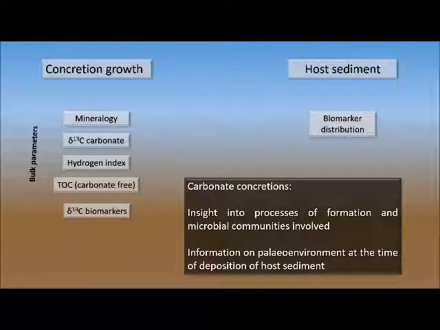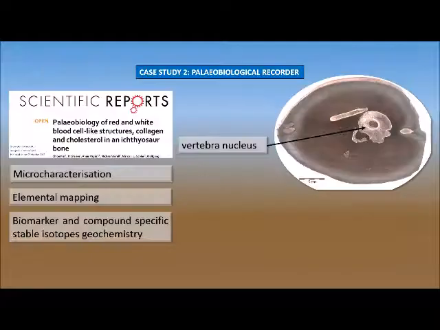So biomarker distribution can give us information on the environment, yet the biomarkers seem to have had some kind of overprinting on them. What we can say about this first case study is that carbonate concretions can give us insight on the processes of formation and the microbial communities involved. But they can also give us insight on the paleo environment at the time of deposition of the host sediments thanks to the biomarkers. Okay, so now second case study.